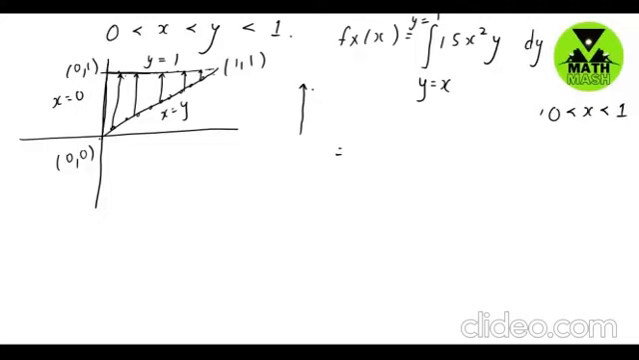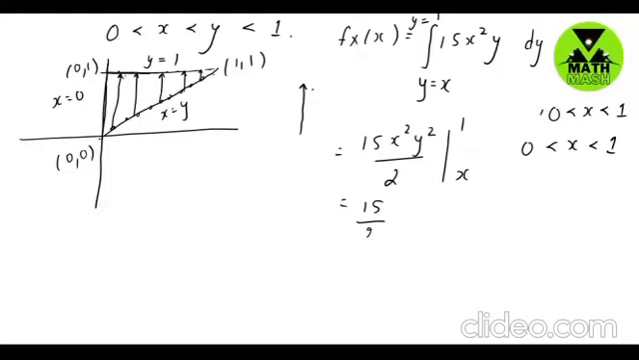So simply integrate this with respect to y. This becomes 15x squared y squared by 2, and the limits are x to 1. So substitute y equal to x here. This comes out to be, where x is between 0 to 1, 15 by 2 x squared, and when we substitute y as 1, this is simply this one, and this is 15x to the power 4 by 2. So this is the marginal density of x whenever x is between 0 to 1. From here we can compute the expected value of x as well.